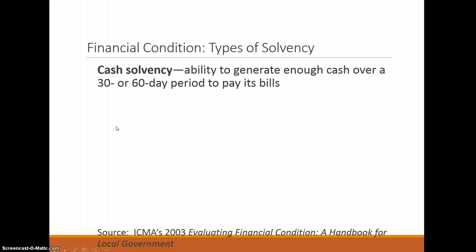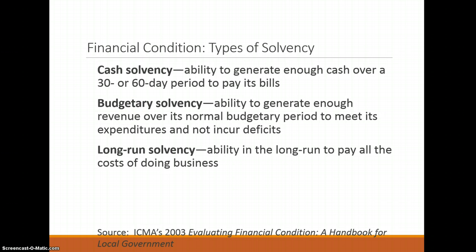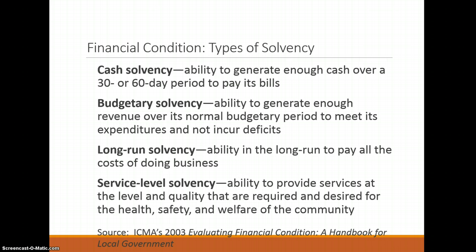All right, so there's different types of solvency. There's cash solvency, the ability to generate enough cash over a 30 or 60-day period to cover its bills. There is budgetary solvency, which is the same thing except we're talking about over a normal budgetary period, usually a fiscal year, to meet its expenditures but not incur any deficits. And long run solvency, the ability to, in the long run, pay all the costs of doing business or running the government. And then service level solvency is, of course, the ability to provide services at the level and quality that the citizenry expects and that are desired for the health and safety and welfare of the community.